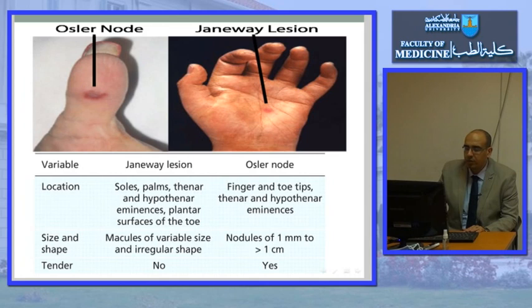Osler nodule is present in the finger tips, in the thenar and the hypothenar eminences. It is nodules of 1 millimeter up to 1 centimeter, and it is tender. It's a tender nodule in the finger tips.